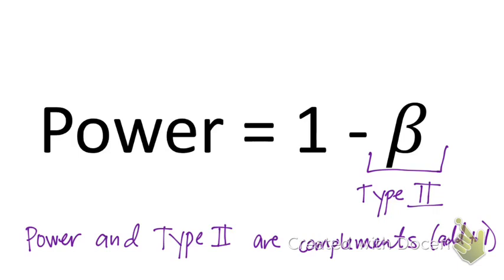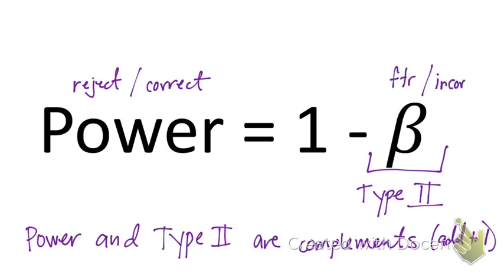Which makes sense because power is when you make what decision? Reject or fail to reject? Reject. You reject and you're correct. The opposite of that, a type 2 error, is when you do what? Fail to reject and you're incorrect. So it makes sense that they add up to 1 because those are opposites of each other.